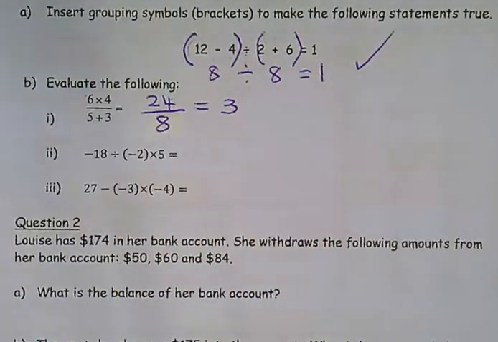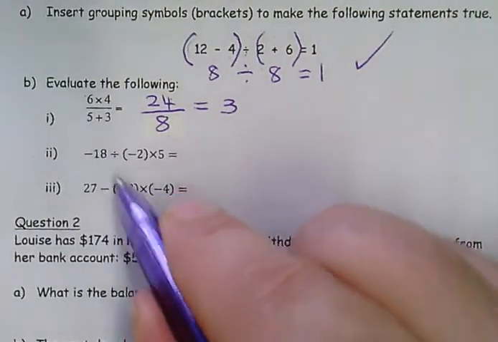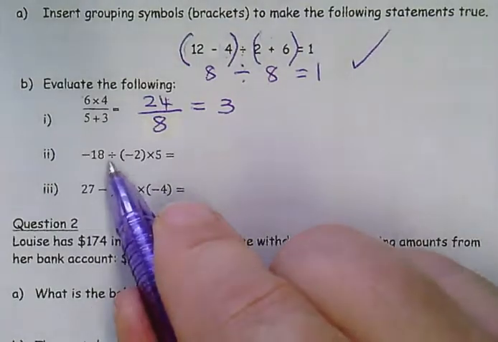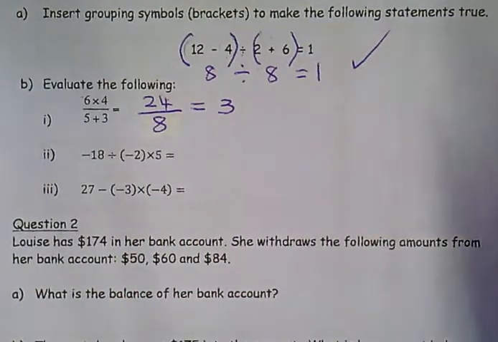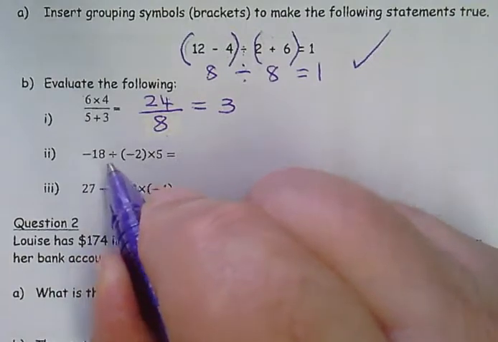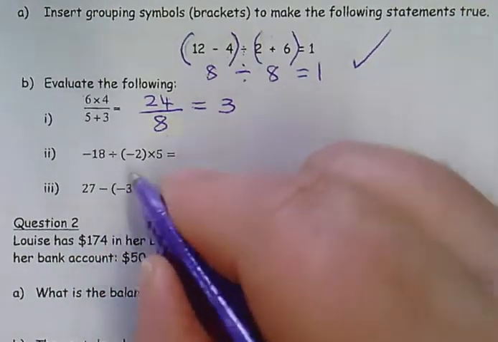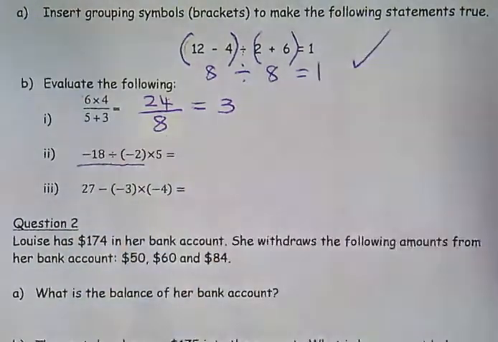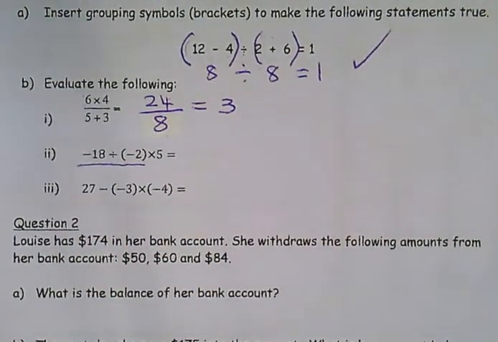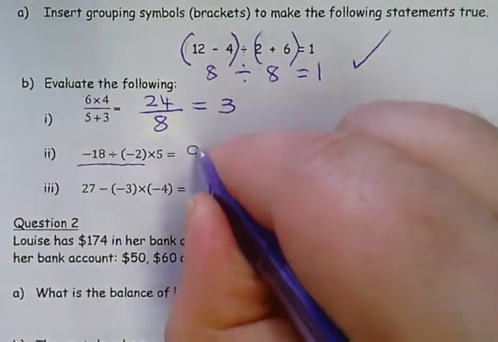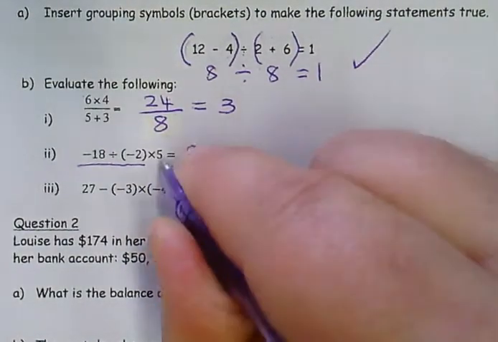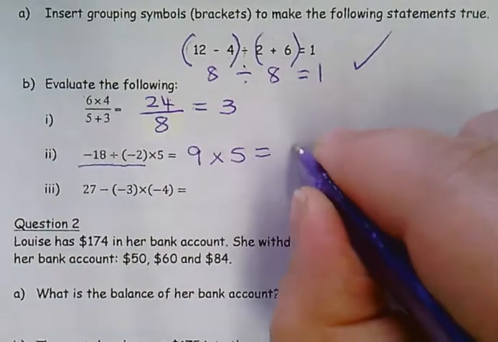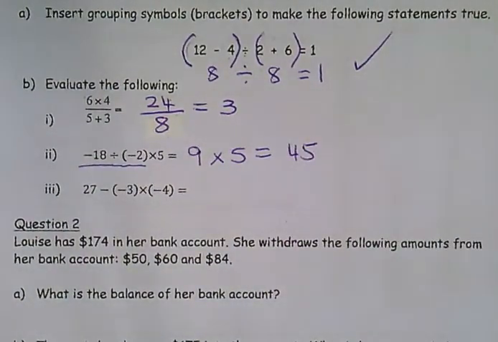This next one, you can do it on your calculator. If you do not have your calculator, you would use BODMAS or BIDMAS, and we have just division and multiplication only. So you have to do them in order if they're the only operations. Negative 18 divided by negative 2 we would have to do first. A negative divided by a negative is a positive, so that would be positive 9. Then we multiply by 5, and 9 times 5 is 45.